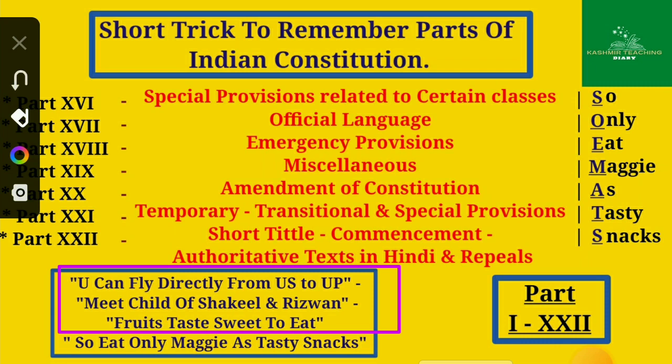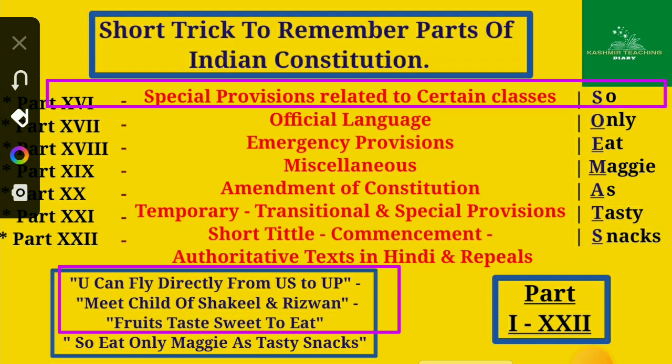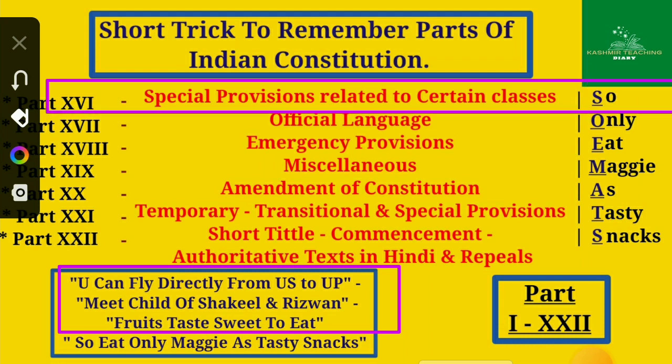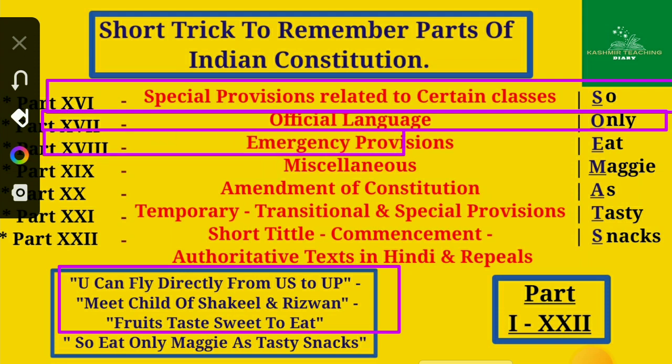So, let us continue. Part 16 deals with special provisions related to certain classes. So, the first letter of so, S, stands for special provisions. In the same way, part 17 deals with optional languages. The first letter of only, O, stands for optional languages. Part 18 deals with emergency provisions. Eat, the first letter of eat, E, stands for emergency provisions.